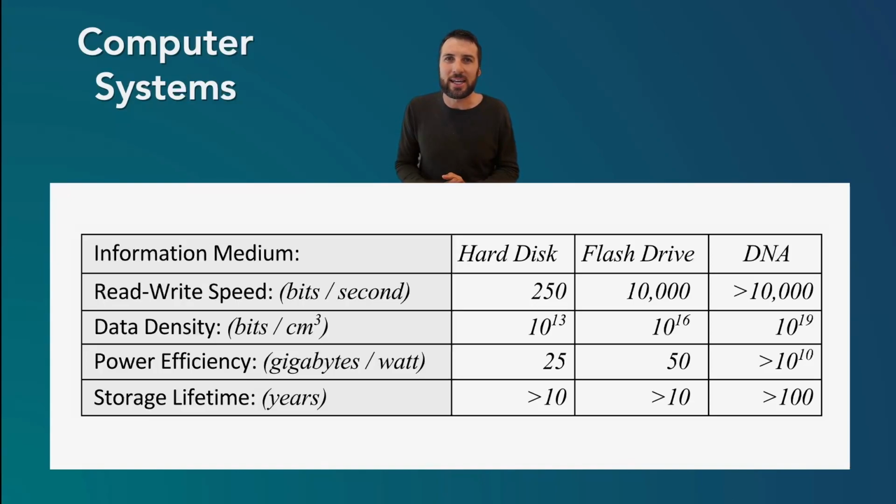So what's really interesting is that flash drives improved a lot on hard disks. There's better read-write speed, there's better data density, and there's more power efficiency. However, it should be noted that DNA in our biology actually has a huge amount of data density too, and the power efficiency is vastly better than flash drives. The energy needed to process a given amount of data is a lot lower. So we may actually be able to learn from living systems when it comes to processing data efficiently.